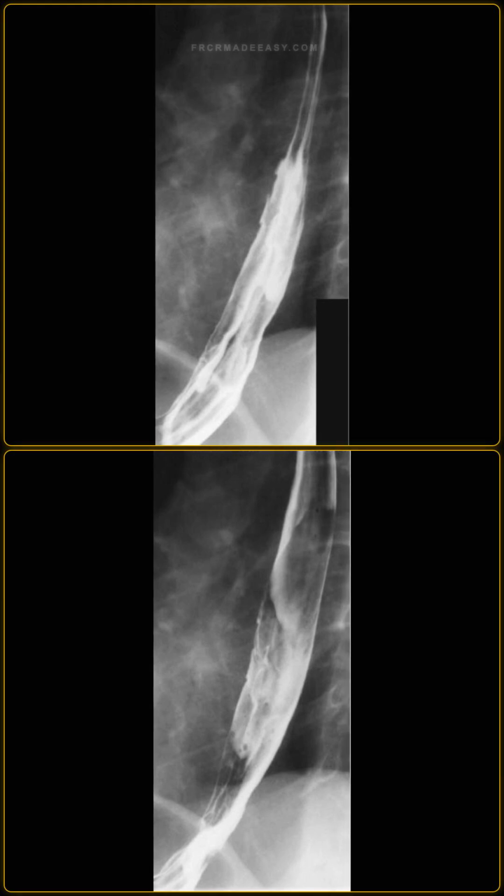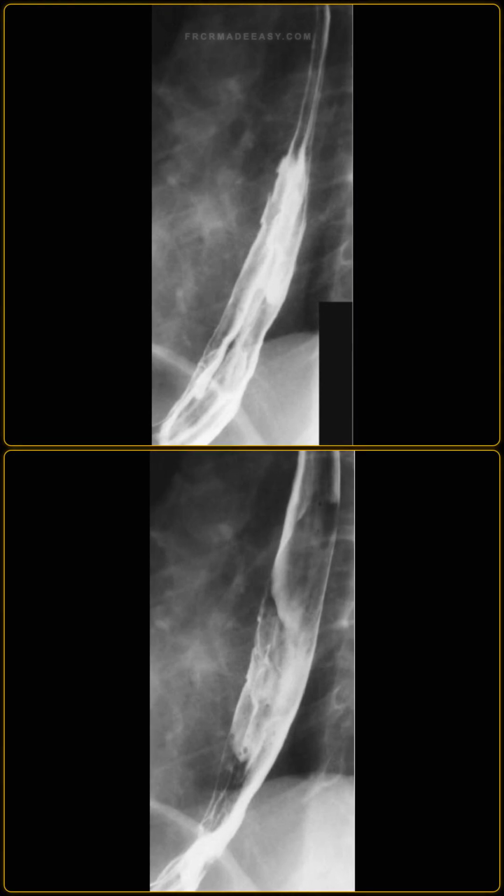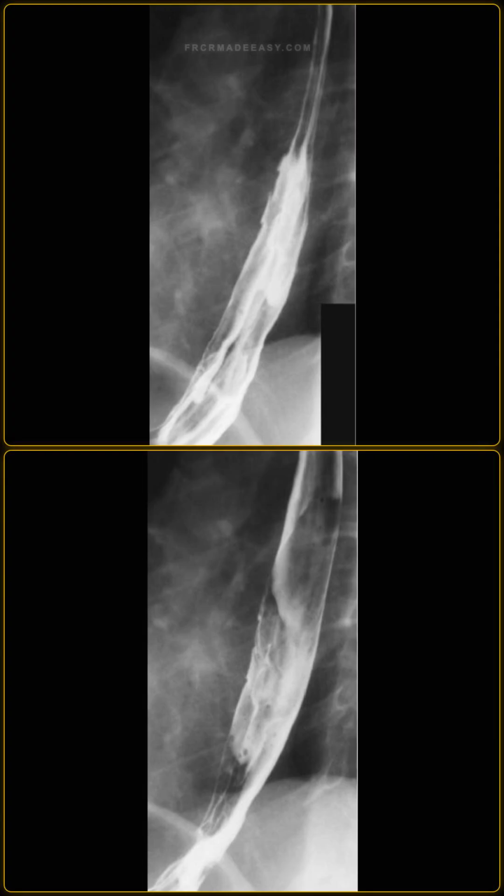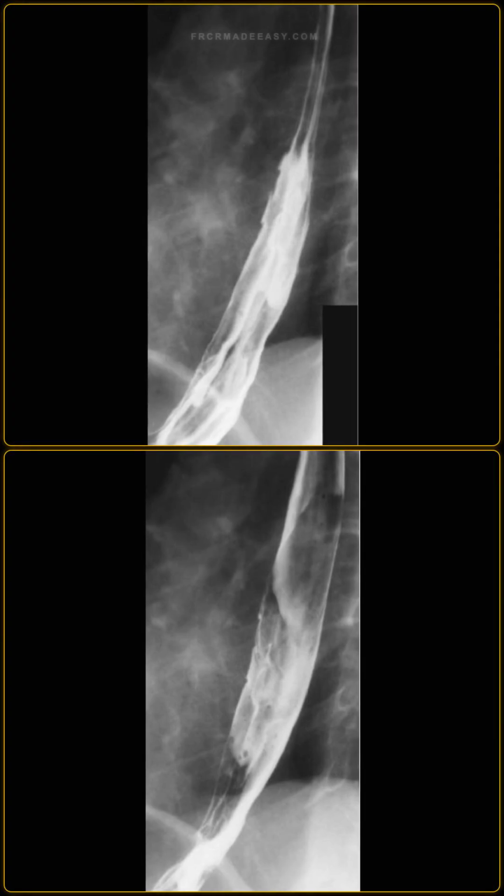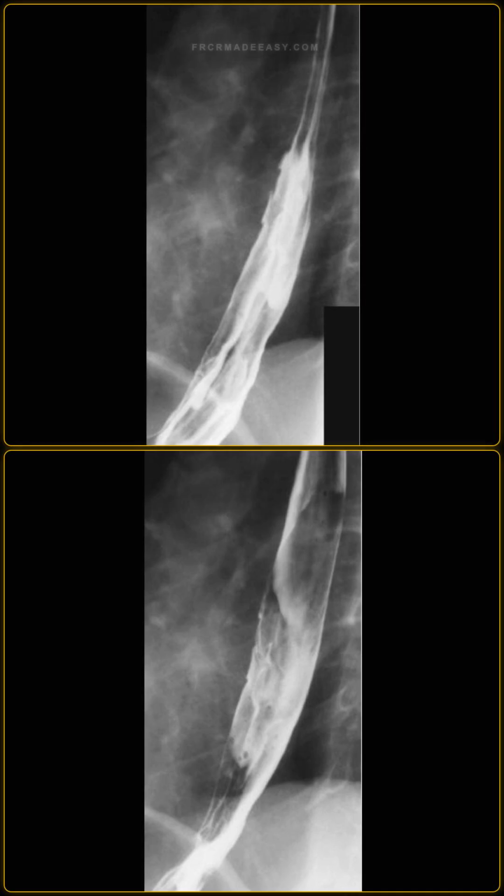A 30-year-old male with HIV infection and a low CD4 count presents with severe, excruciating odynophagia. I am showing you double contrast barium esophagograms.